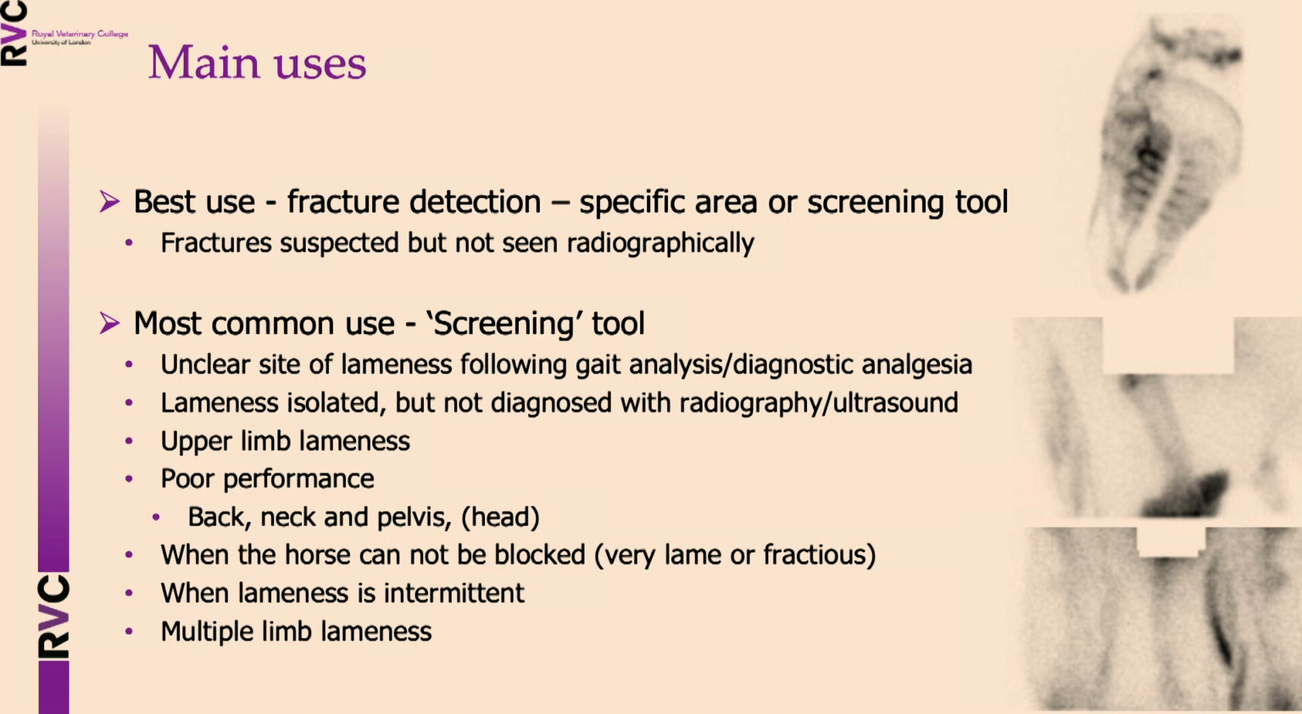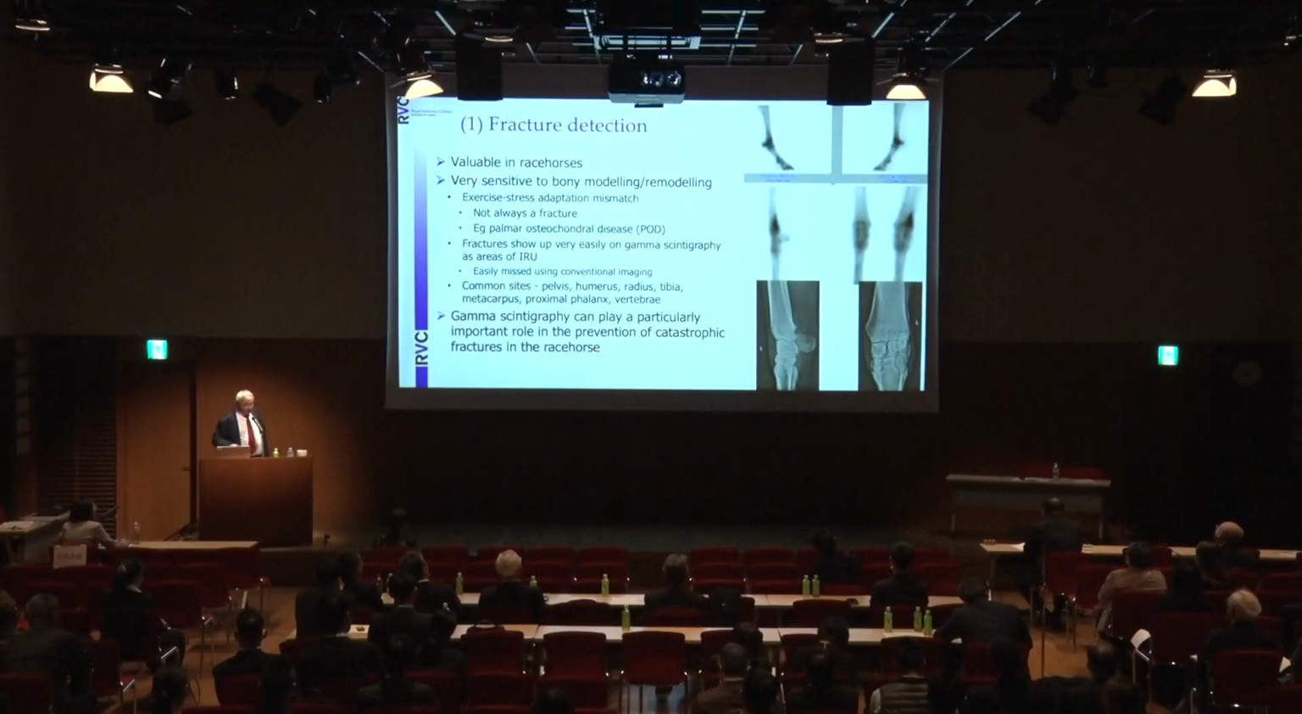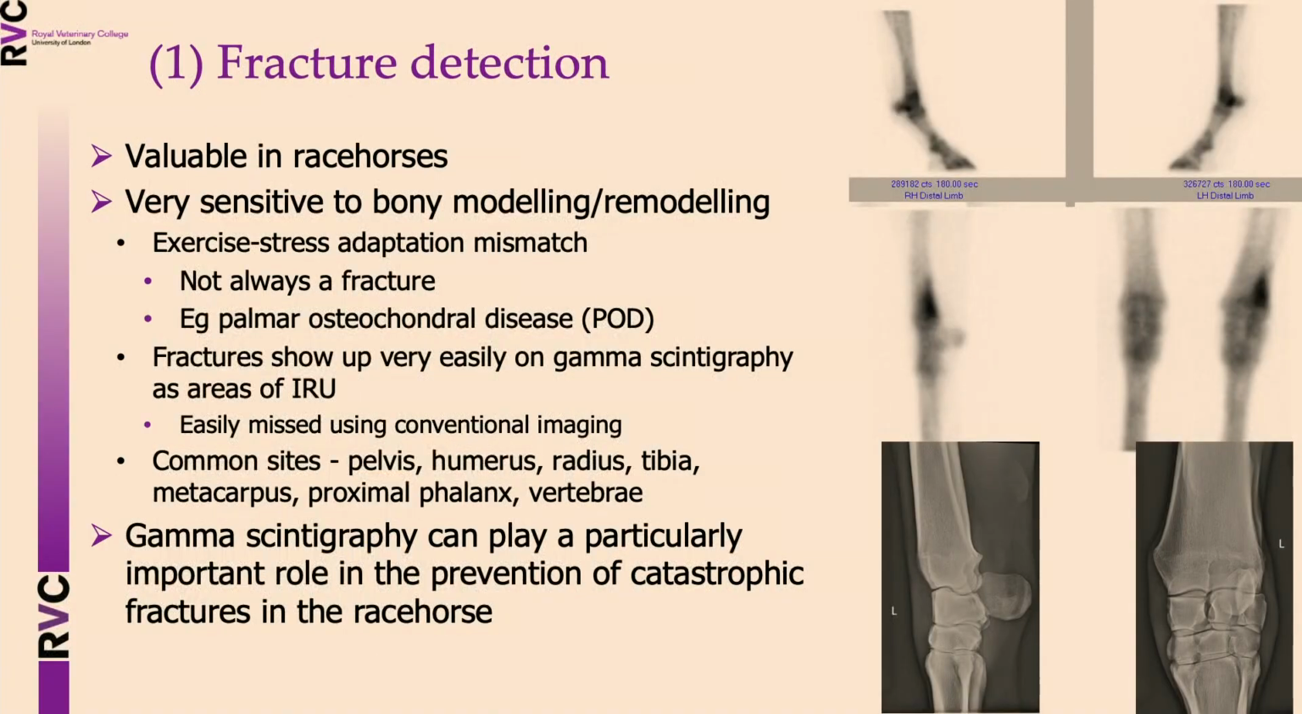And sometimes it will show up abnormalities within tissues other than bone, and this is an example of acute muscle damage in a racehorse. So I'm going to go through some examples of the main uses we have for gamma scintigraphy.